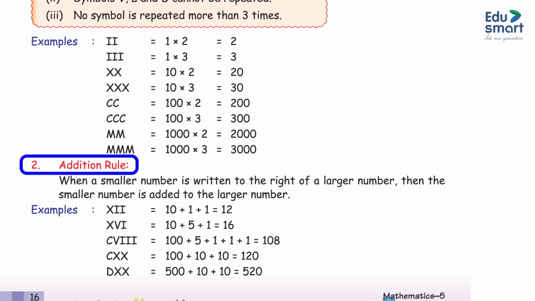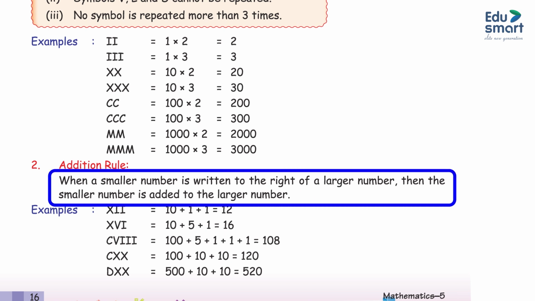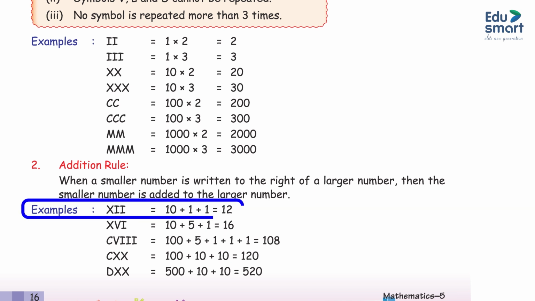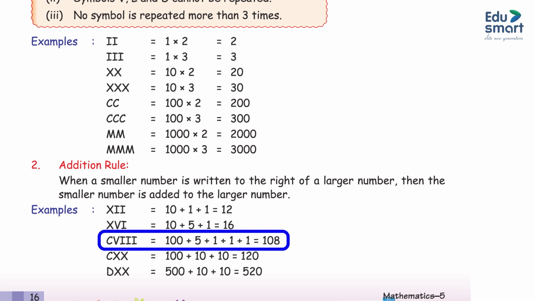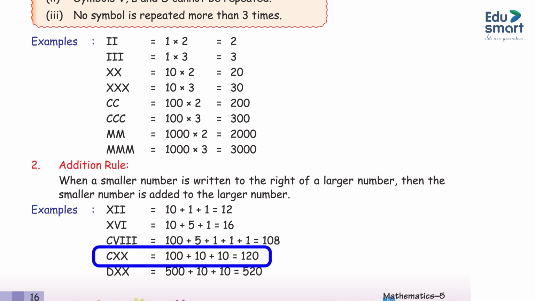2. Addition rule. When a smaller number is written to the right of a larger number, then the smaller number is added to the larger number. Examples: 12 is equal to 10 plus 1 plus 1 is equal to 12. 16 is equal to 10 plus 5 plus 1 is equal to 16. 108 is equal to 100 plus 5 plus 1 plus 1 plus 1 is equal to 108. 120 is equal to 100 plus 10 plus 10 is equal to 120.